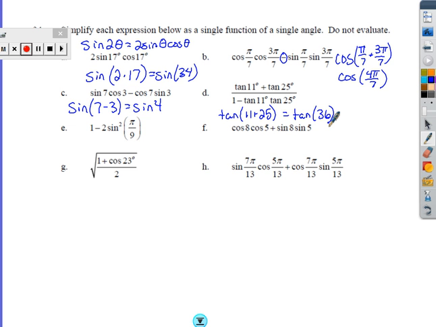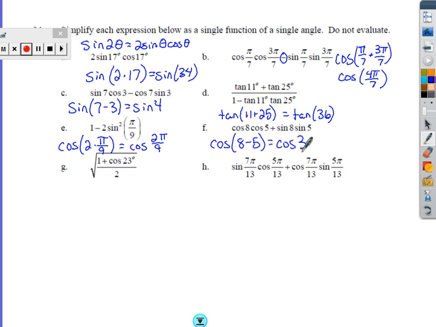Now the next one I notice, that's got to be cosine 2 theta, because I see 1 minus 2 sine squared theta. In this case, theta was pi over 9, so cosine of 2 theta would be cosine of 2 times pi over 9, which of course is just cosine 2 pi over 9. Next, I see that I've got another cosine sum and difference. Remember, I've got to change the sign, so this would be cosine of 8 minus 5, not 8 plus 5. So then that's the cosine of 3.